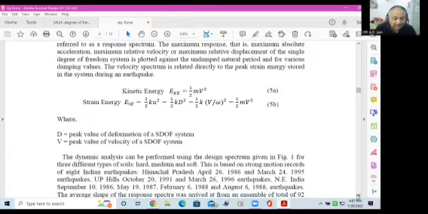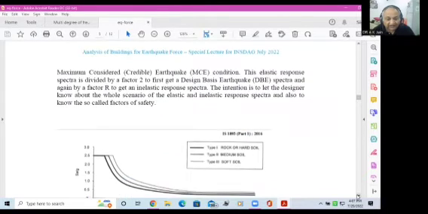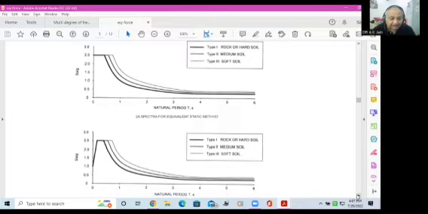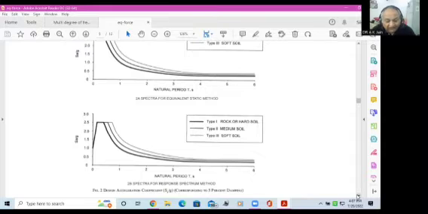Dynamic analysis can be performed using the design spectrum given in figure 1 for 3 different types of soil: hard soil, medium soil, and soft soil. This is the spectra given in the Indian code. The first spectrum, given at the top, is meant for static analysis, and the figure given in the lower part, B, is for response spectrum method analysis.